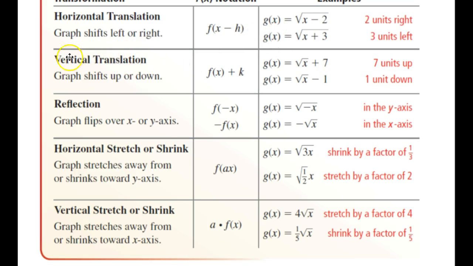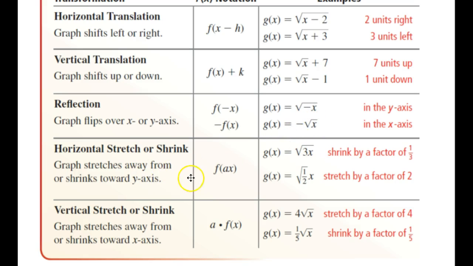My second transformation is a vertical translation, which goes up or down. That's where my k value is out here behind, so I can move this up 7 or down 1 in this example. I also have a reflection. I can reflect my entire graph over the x or y axis. If this negative sign is inside my radical, it will flip it over the y-axis. And if it's outside, out front, it'll flip it over the x-axis.